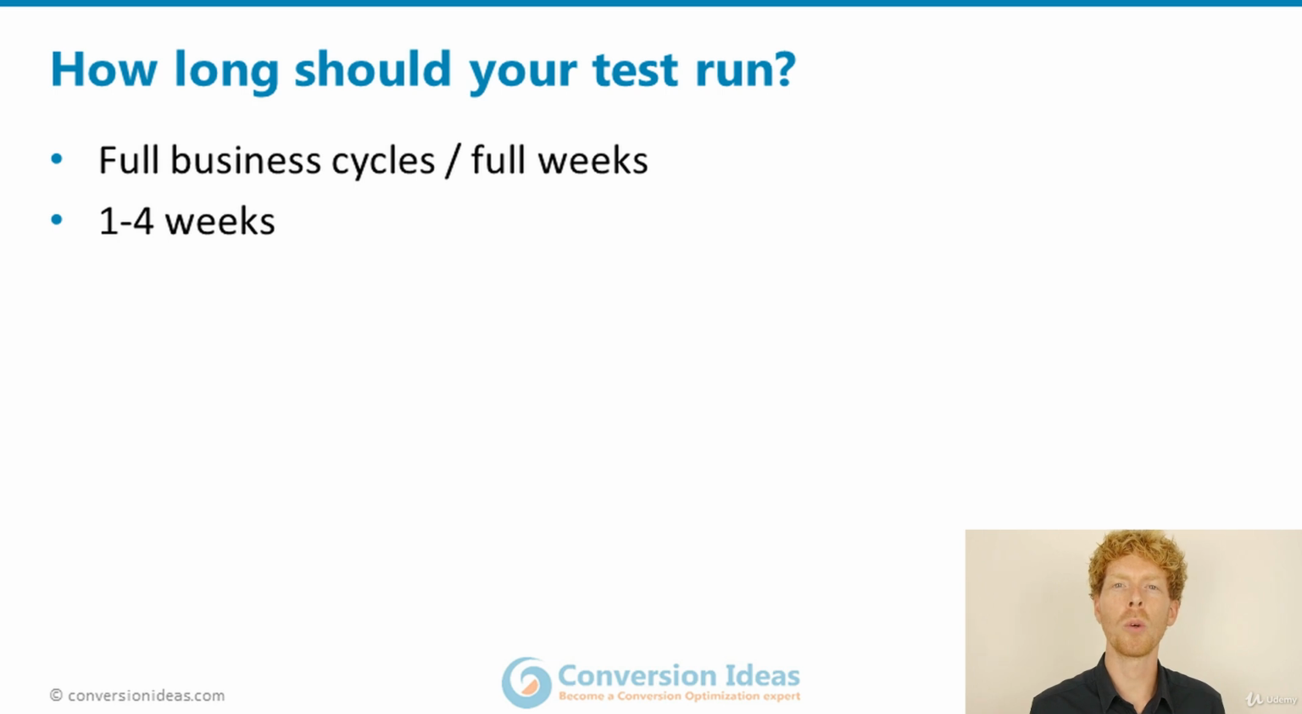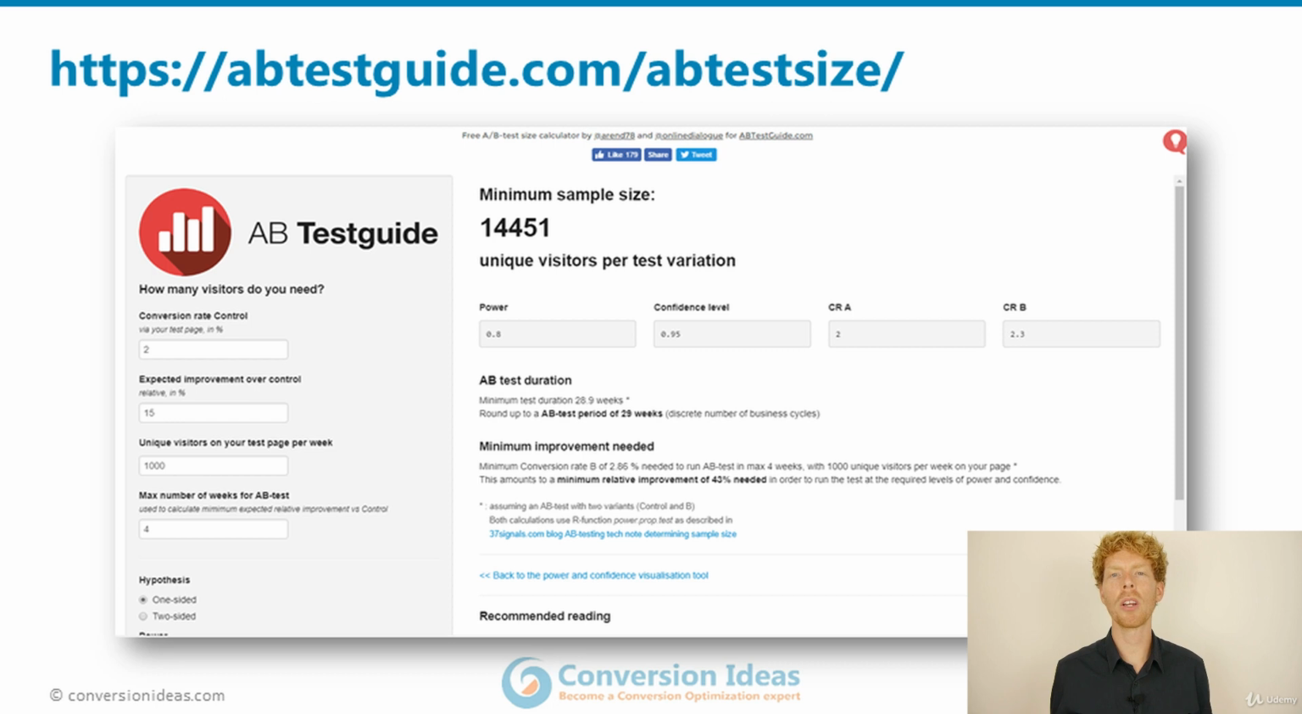Now, you also don't want to test any longer than 4 weeks, because people delete their cookies. If you test for longer than 4 weeks, there's a big chance that a visitor will both see the variation and the control, for instance, because this person deleted their cookies. And this pollutes your data and makes your results less trustworthy. To calculate the number of visitors you need in the test, also called the sample size, and to calculate the test duration, we will use a very useful and free tool from abtestguide.com.